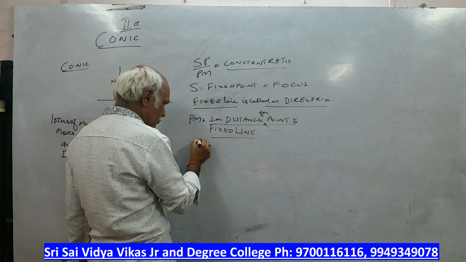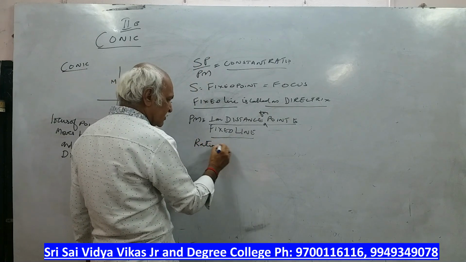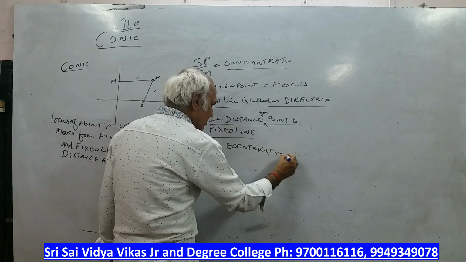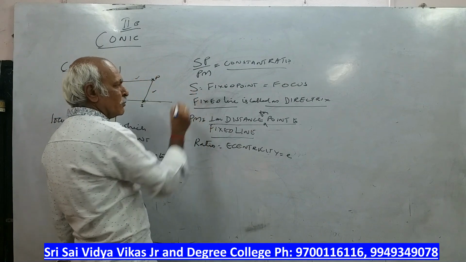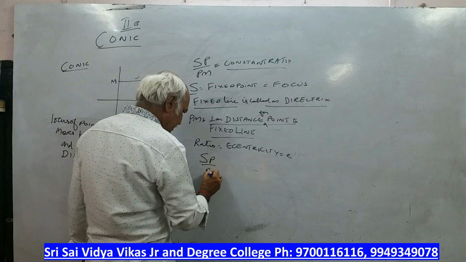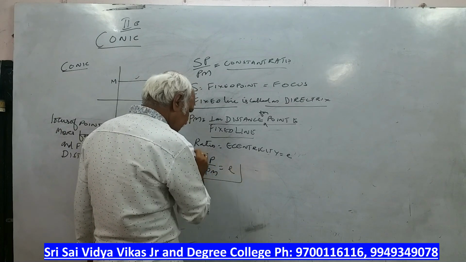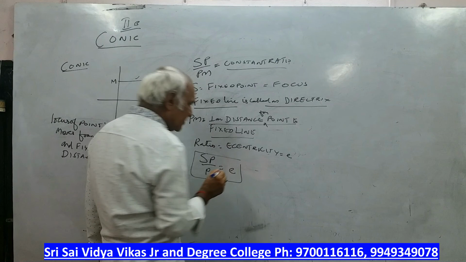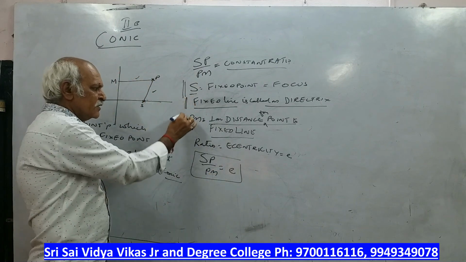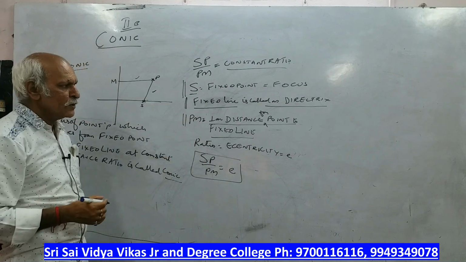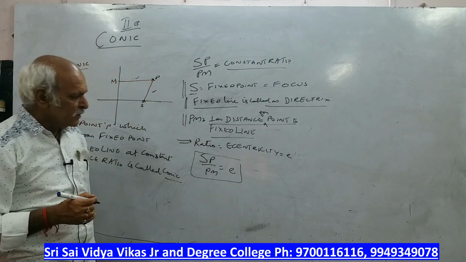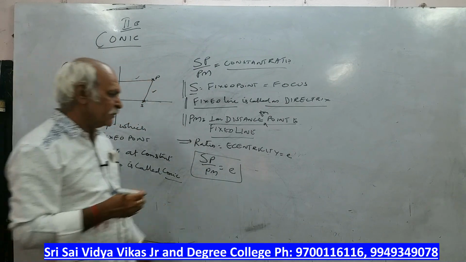And the constant ratio is called eccentricity, always denoted by E. So, SP by PM is called E. So, the fixed point is the focus, the fixed line is the directrix, PM is the perpendicular distance from the point to the fixed line. The ratio is called the eccentricity, and it is denoted as SP by PM equals E.